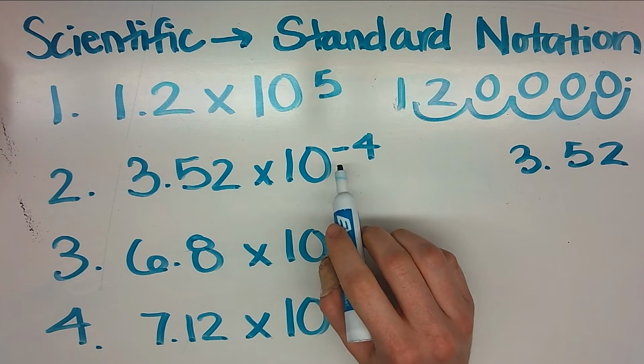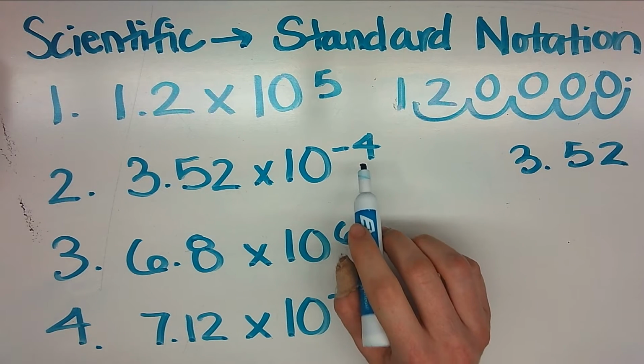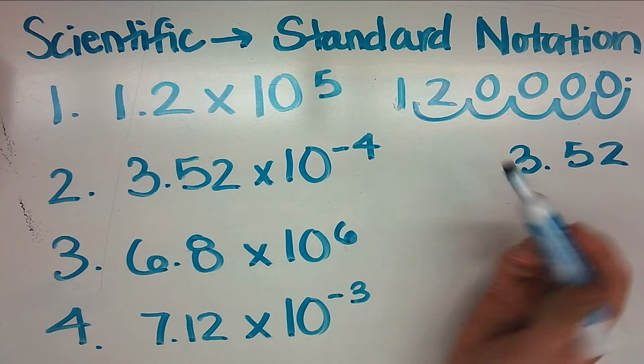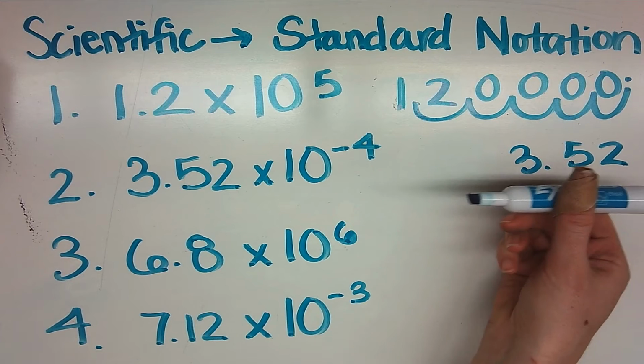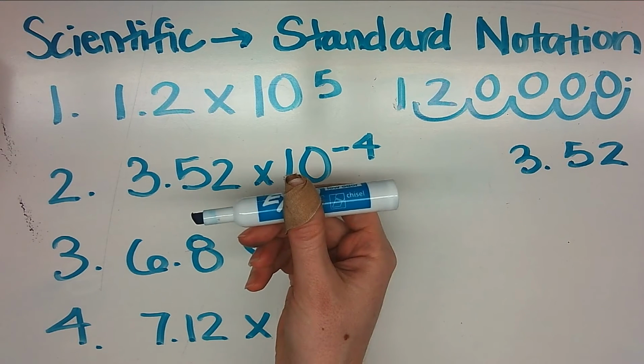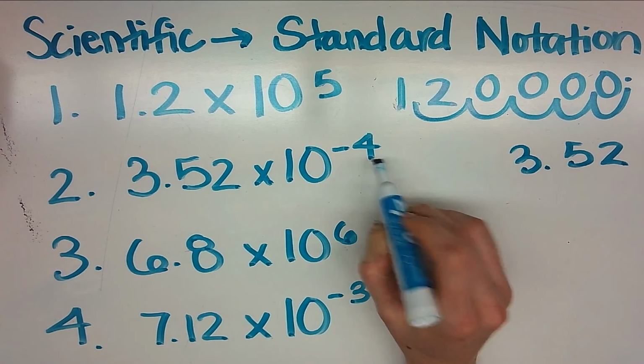Next step is to look at the exponent. If it's negative, that lets me know this is a number that is less than 1. So that means I need to make a really small number. And to do that, I'm going to have to move my decimal place to the left. So I'm going to move it 4 spaces.